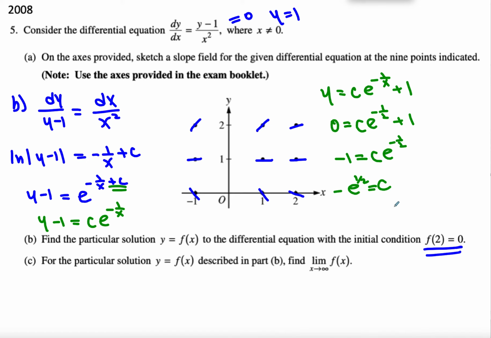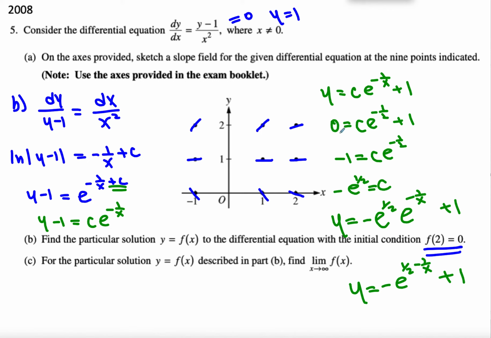So then what do we end up getting, guys? Our equation is y equals negative e to the 1/2 power times e to the negative 1 over x plus 1. Or if you want to simplify that further, we can write it as y equals negative e to the power of 1/2 minus 1 over x, all of them in the exponent, plus 1.